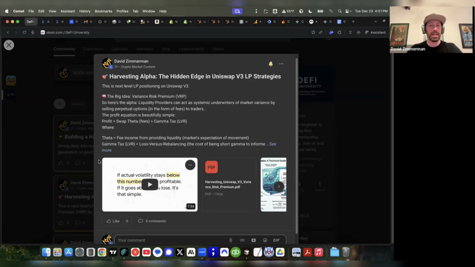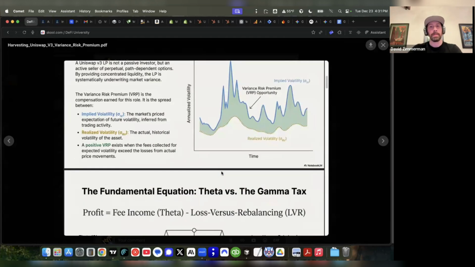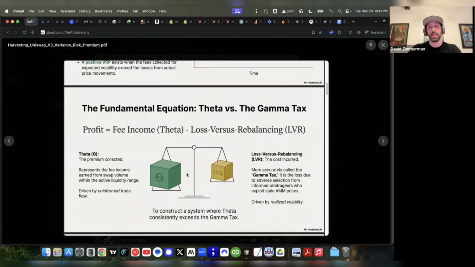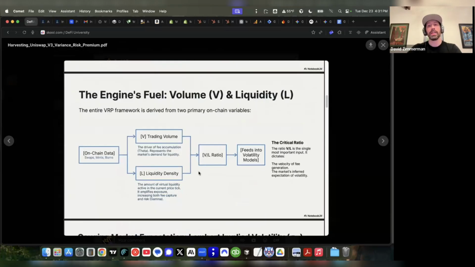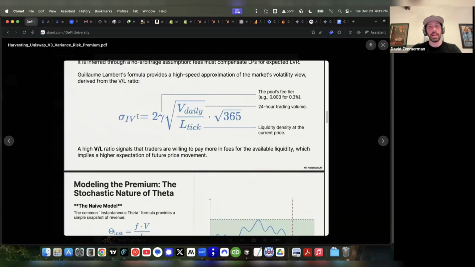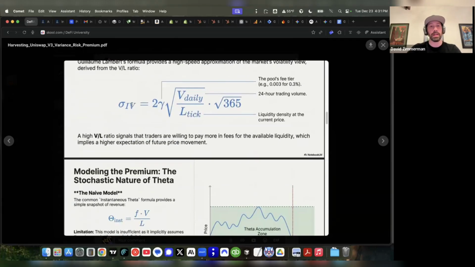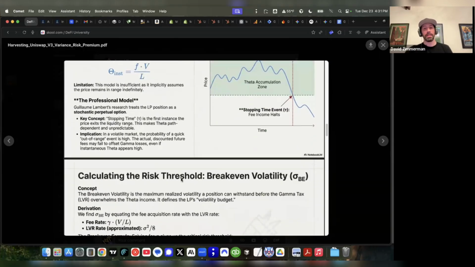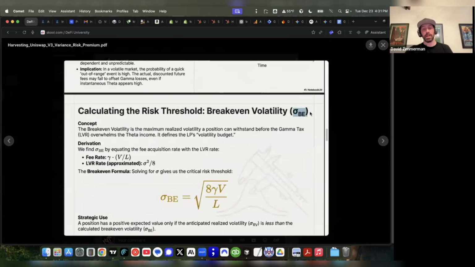So what I really need to be able to calculate, if I bring it on over here to the slide deck, is my variance risk premium and figure out if it's positive or not. And the only way that I can do that is if I have some on-chain data and I can calculate my VL ratio and then plug that in, calculate my break-even volatility or my implied volatility. And then that will allow me to calculate my instant theta. And then I can calculate my break-even volatility.